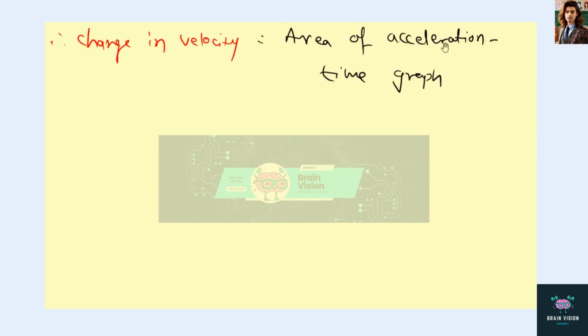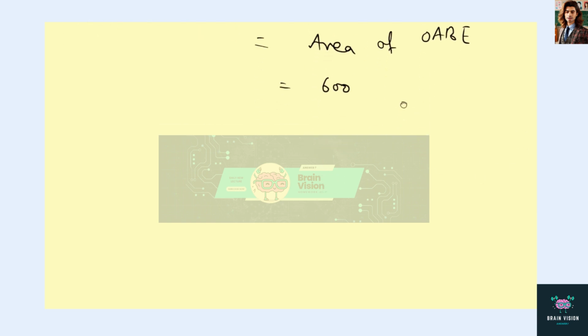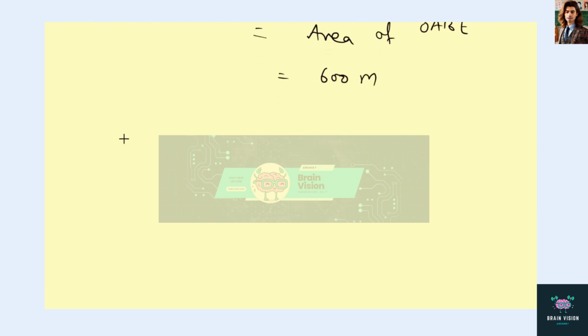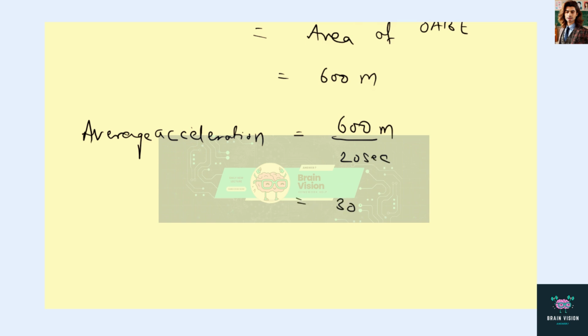So we have to find the area. This is equal to the area of OABE, which comes out to be 600. So our average acceleration is equal to 600 upon the time taken, which is 20 seconds. This comes out to be 30 meters per second squared.